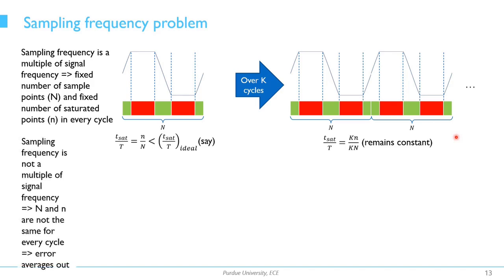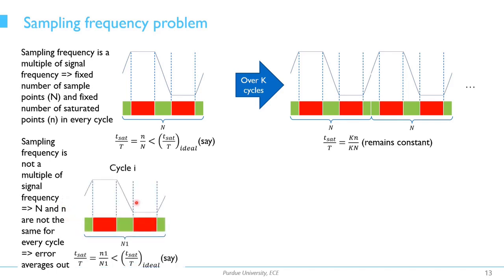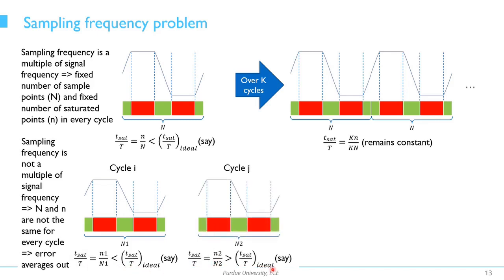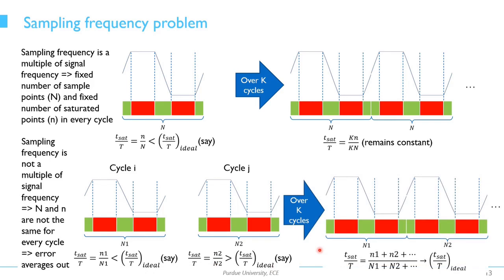On the other hand, when the sampling frequency is not a multiple of the signal frequency, the number of samples and the number of saturated samples in each cycle does not remain fixed. So say in cycle i, the ratio of Tsat over T may be less than the ideal. In another cycle, it might be greater than the ideal ratio. So over K cycles, the error averages out to give a good estimate of the amplitude as the average starts tending towards the ideal value.